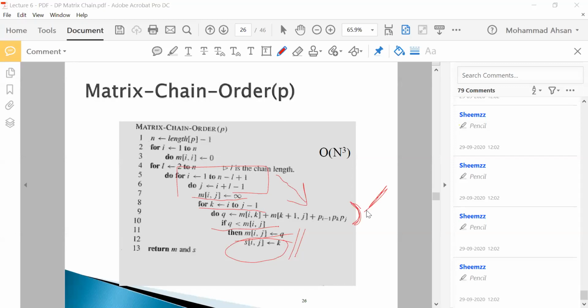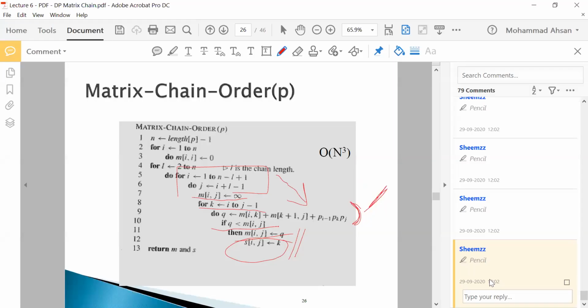Okay, just a second. Okay, re-explain. You want me to re-explain the recursive solution, or the formula, or this program? Okay, fine.